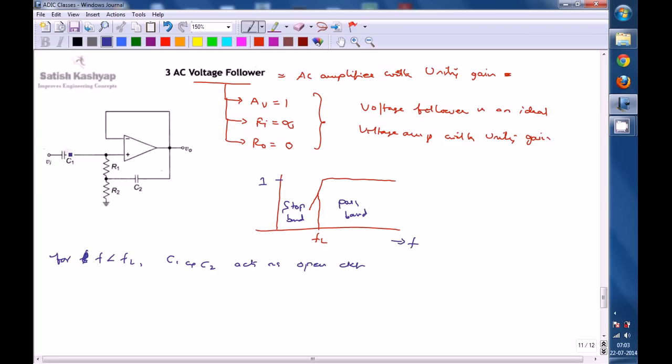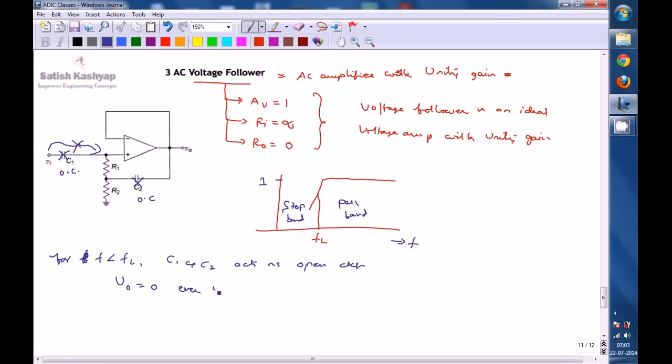Whenever they are acting as open circuit, at that time this is acting as open circuit, and this is also not there, so it is also acting as open circuit. That implies nothing but Vi, the input, is not going to be connected towards the output. Input is not going to connect to the op amp input, that is nothing but the output of the op amp doesn't depend on the input signal. So V0 is equal to 0.